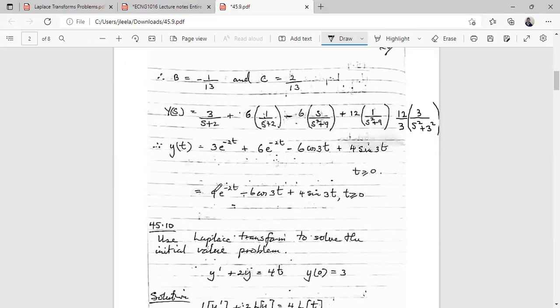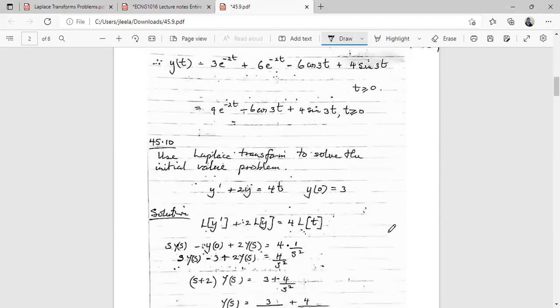So the final answer here is 9e to the minus 2t minus 6 cos 3t plus 4 sine 3t. The first and second terms can be combined there, for t greater than or equal to 0.